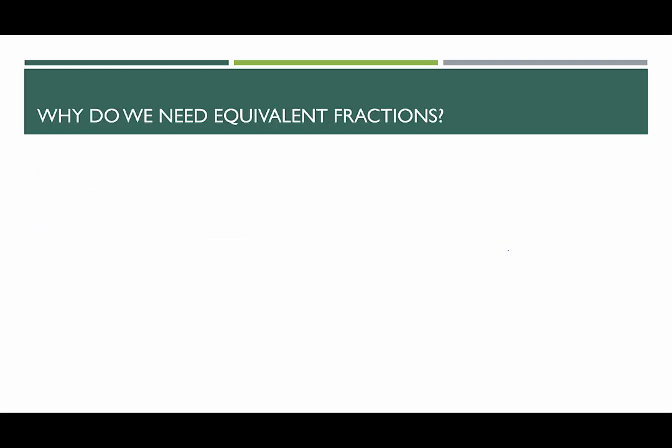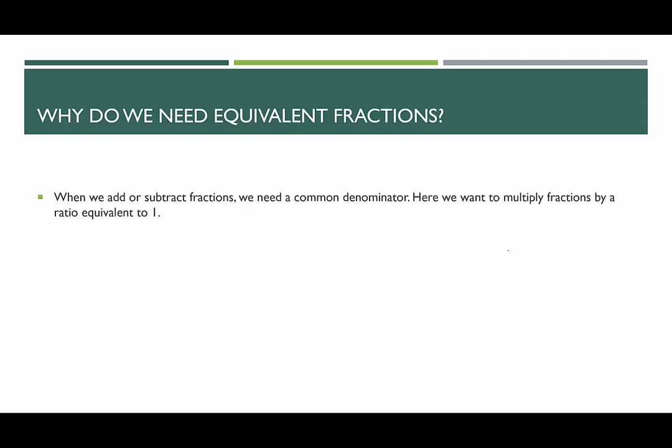You might be asking yourself, why do we need equivalent fractions? Fair question. First, when we add or subtract fractions, we need a common denominator. Here we want to multiply fractions by that ratio, by that thing that's equivalent to 1. If I wanted to add 1/2 plus 3 over 7, I can't add these fractions as is. That's mathematically incorrect. I would need to identify what we call the least common denominator. That's just a number that both 2 and 7 go into, and they both go into 14. So we say 14 is the least common denominator. Sometimes we abbreviate that to the LCD.